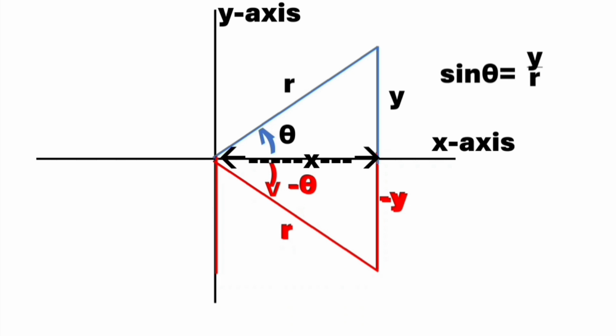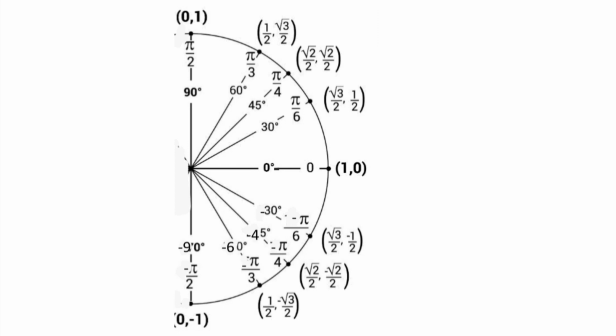And for sine of negative theta, it's equal to negative y over r. You can move the negative sign before the fraction y over r, and y over r is equal to sine theta, so sine of negative theta is equal to negative sine theta. This can be shown in the unit circle.